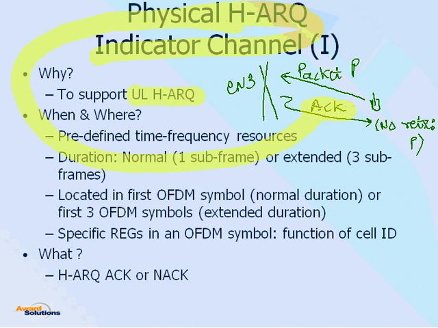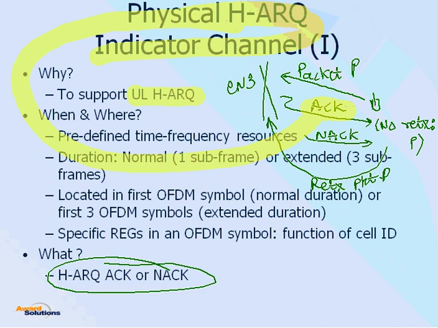We need some channel that sends this kind of acknowledgement, and that's why we have the physical hybrid ARQ indication channel. And in case we have some problem, let's say we could not decode the packet correctly, then I will retransmit that packet P. That is the basic hybrid ARQ. So we are sending the hybrid ARQ positive or negative acknowledgement on the physical hybrid ARQ indication channel.